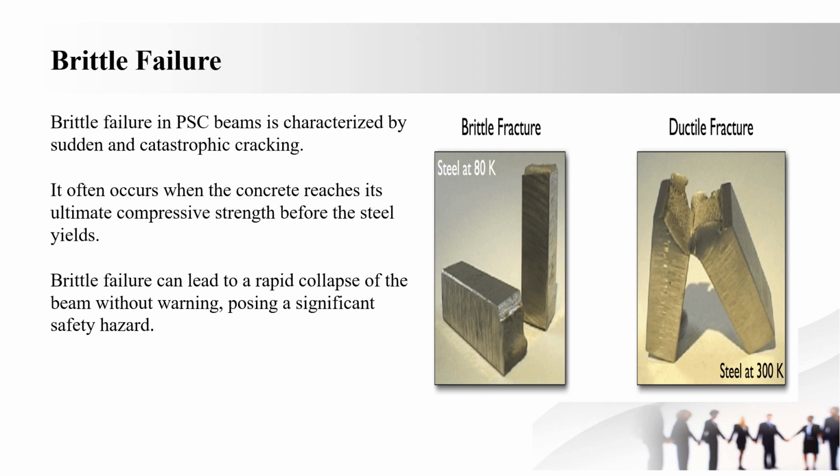The first one is brittle failure. Brittle failure in PSC beams is characterized by sudden and catastrophic cracking. It often occurs when the concrete reaches its ultimate compressive strength before the steel yields. Brittle failures can lead to a rapid collapse of the beam without warning, posing a significant safety hazard.